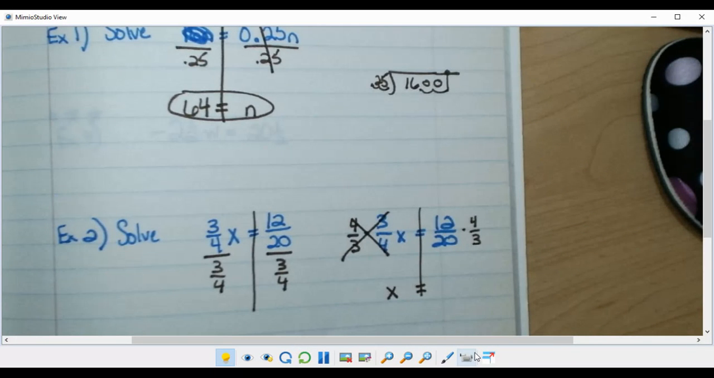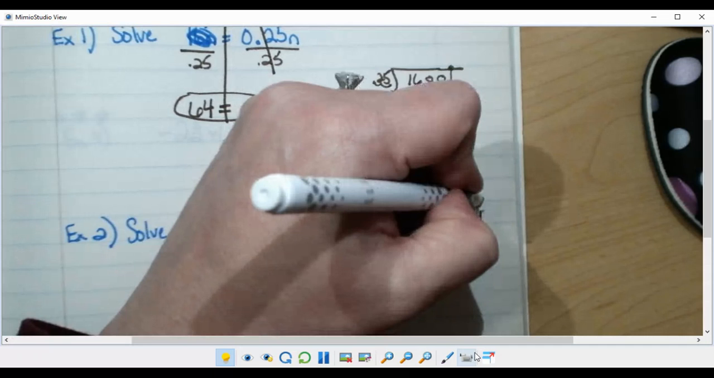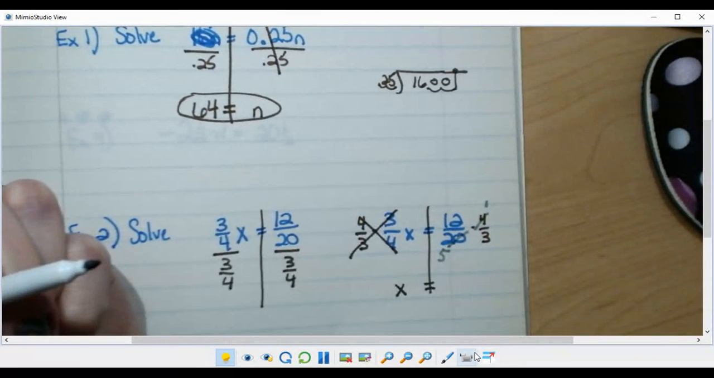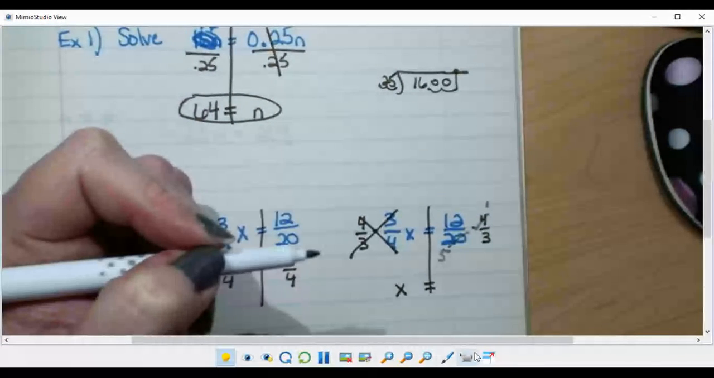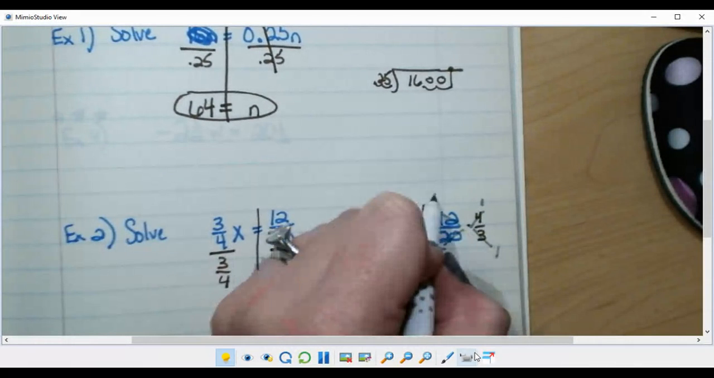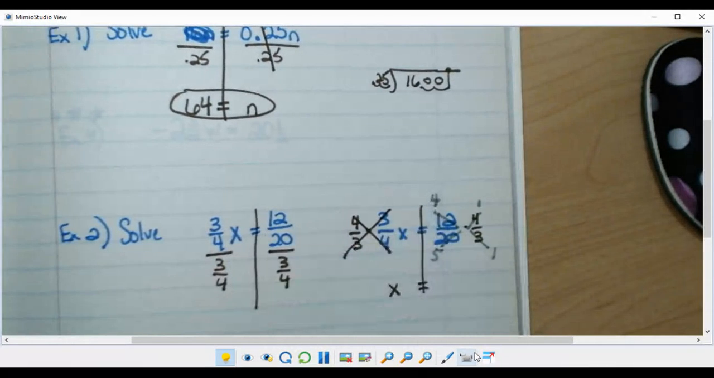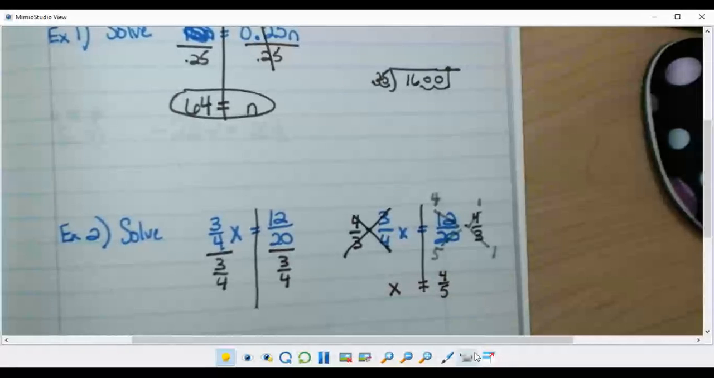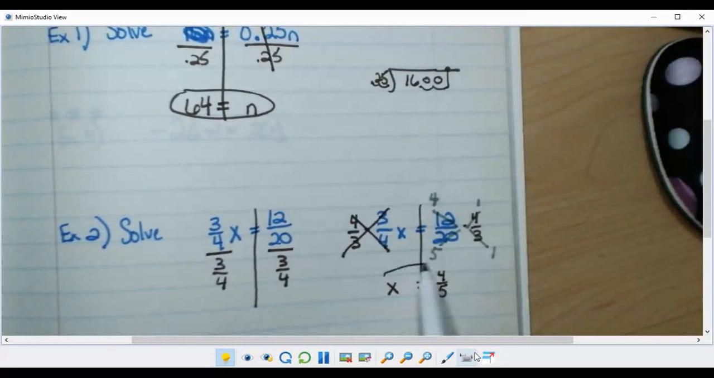So let's see. I have a 4 that I can divide by 4 and a 20 that I can divide by 4. I'm left with 1 and 5. Here I'll divide by 3 and divide by 3. These numbers are so much easier. 1 times 4 is 4. 1 times 5 is 5. I can't simplify any further. There's my answer.